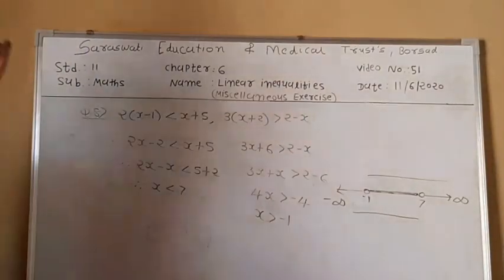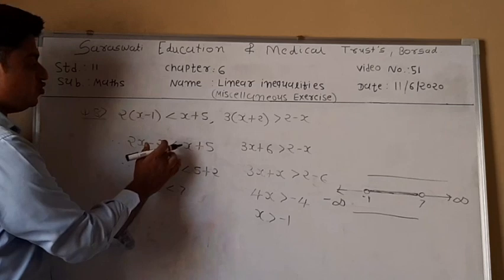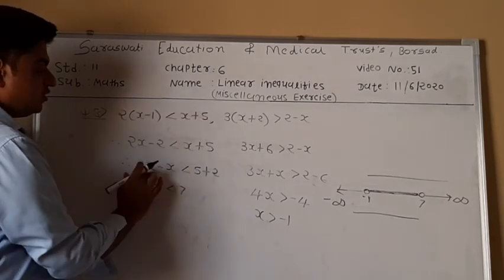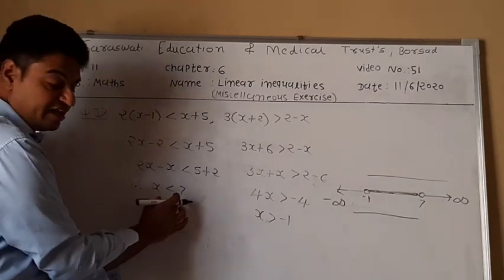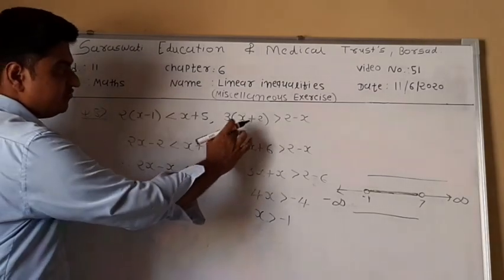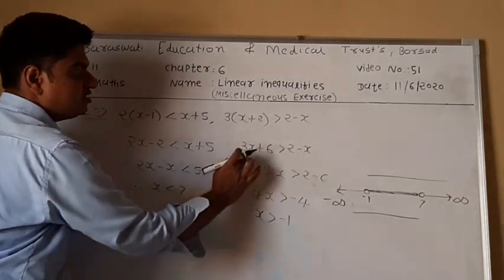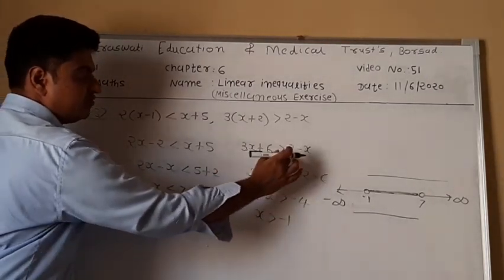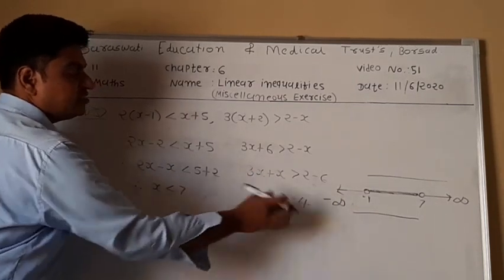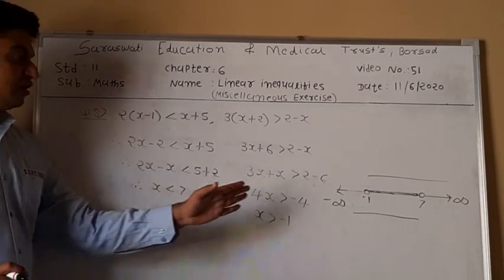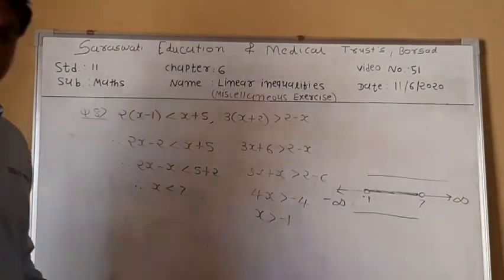Clear? So again, simplify this inequality: 2x minus 2 less than x plus 5, 2x minus x less than 5 plus 2. So x less than 7. In the same way in the other inequality, 3x plus 6 greater than 2 minus x, 3x plus x greater than 2 minus 6, 4x greater than minus 4, x greater than minus 1. Now after representing on the number line, it looks like this. Clear?